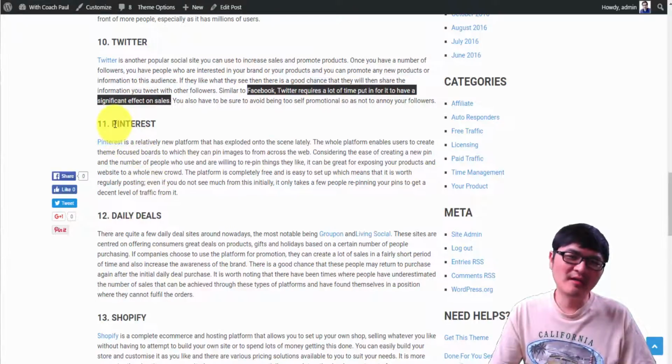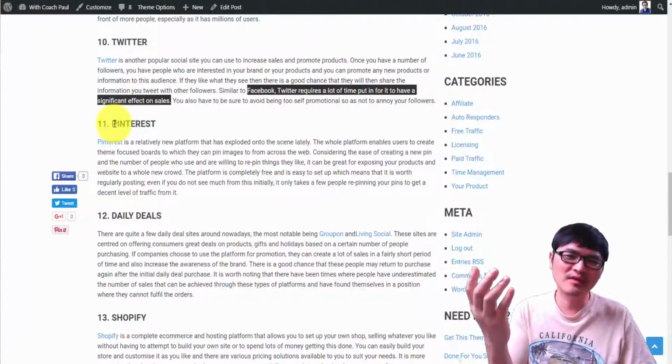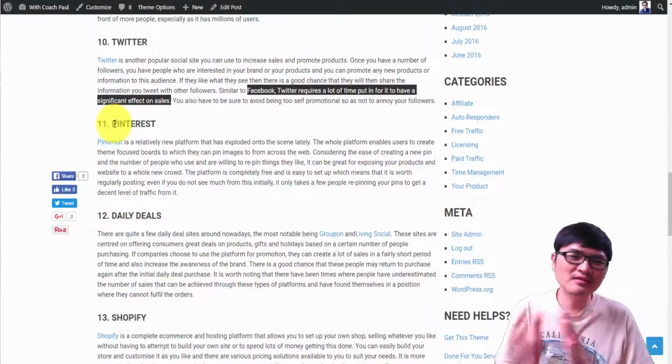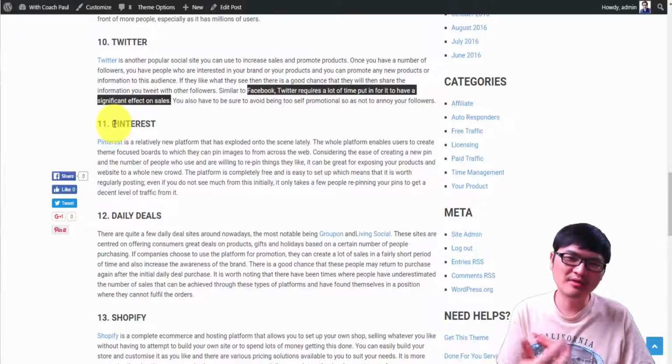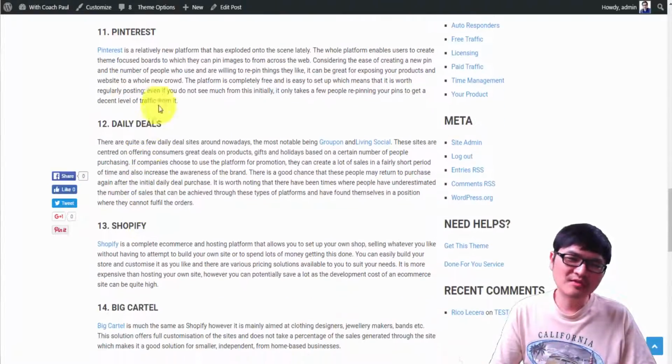Pinterest and Instagram, I also want to mention them, and others. Pinterest and Instagram are relatively new platforms. Well, it's not really new, but to some people it is. The platform enables users to create scenes and focus boards to which they can pin images from across the web. And so that's one promotion option.